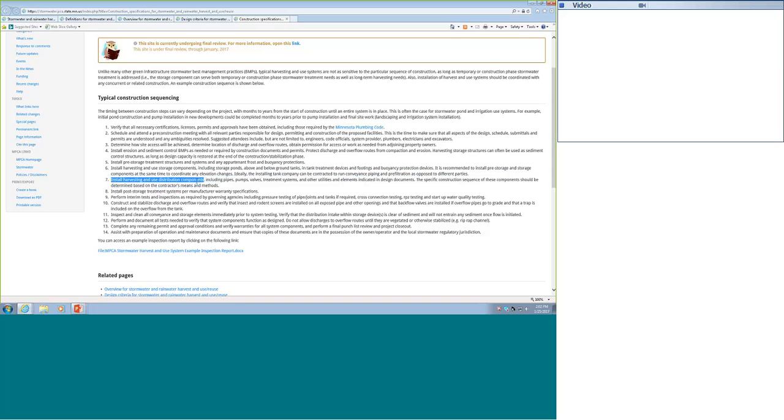There's the distribution components. These are the pipes, the pumps, the valves, the treatment system, other utilities to get your water from the storage unit to your distribution actual end use. There's post-storage treatment systems. These often are now sold by manufacturers as one big all-encompassing system that has pipes and pumps, and there's manufacturer warranty specifications on how these should be installed and maintained.